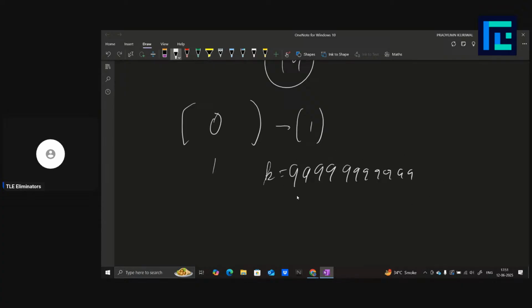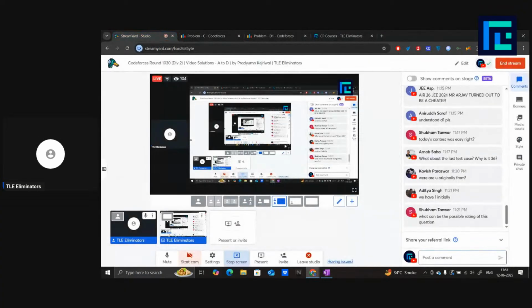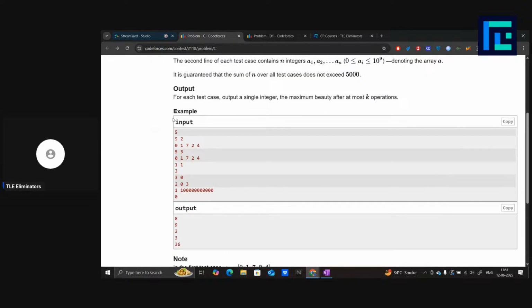Then for 1, 1 is 0, 1. So the value is 2. Like you have to add 2 to make it 1 1. So now the value is 4, and now the new k is this and 7. So similarly you can do this. The algorithm is same.